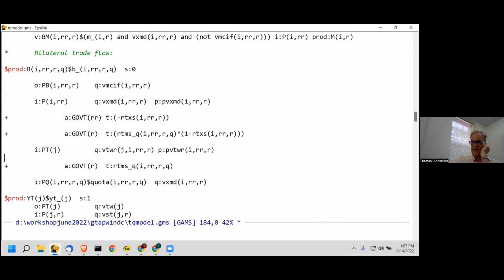So they each have RTMS_Q, which is the tariff rate at that quota. So you have an upper bound on how much you're able to import at the first quota, the in-quota level. Once you hit the quota, you'll be at that level until the price gets driven up to the point where you're willing to pay. If the domestic market is willing to pay the out-of-quota tariff, then that will come online.